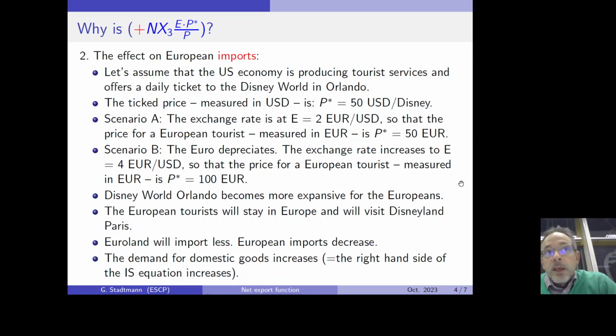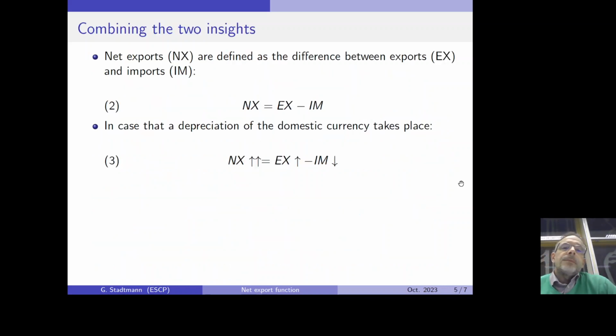Let's now check the effects on the net exports. Net exports are defined as the difference between exports and imports. So equation 2 tells us net exports is equal to exports minus imports. In case that the depreciation of the domestic currency occurs, we explained that exports of potatoes increase and the imports of tourist services will decrease. So there are two effects on net exports which lead to an increase in net exports.